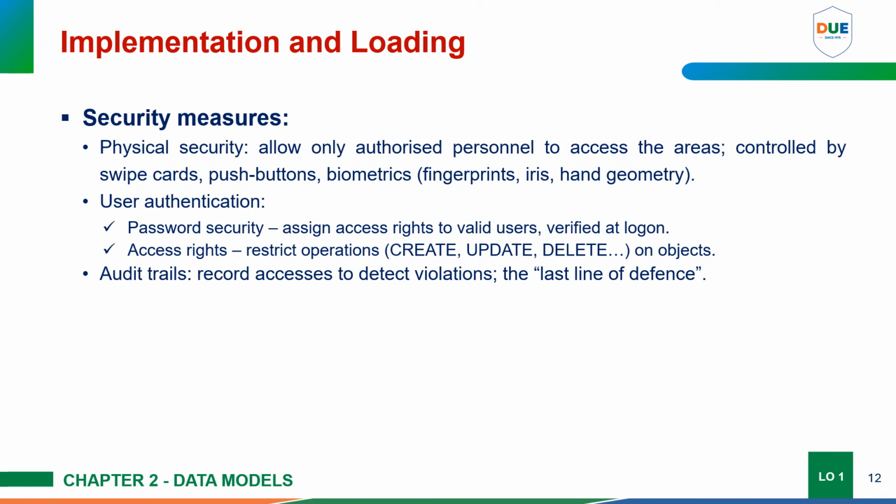First, physical security controls access to sensitive areas. Second, user authentication and access rights ensure that only authorized users can log in and perform permitted operations. Finally, audit trails record who accessed what, helping us detect and trace security violations. Together, these measures help protect the database from unauthorized access and misuse.